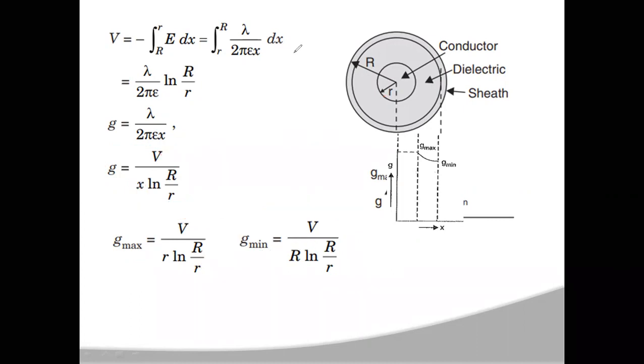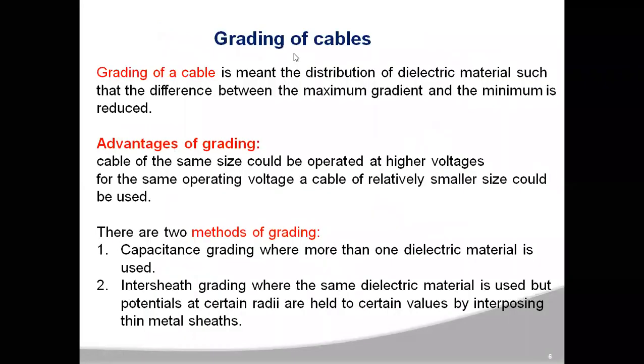Okay. Now after that, we also did the grading of the cables. This grading of the cables is mainly to reduce the potential gradient. Right. Suppose you are using 3 or more layers of the same dielectric material, then in such a case, the maximum and minimum potential difference in each layer should be the same. Okay, so to make it possible, you will generally use the grading of cables.